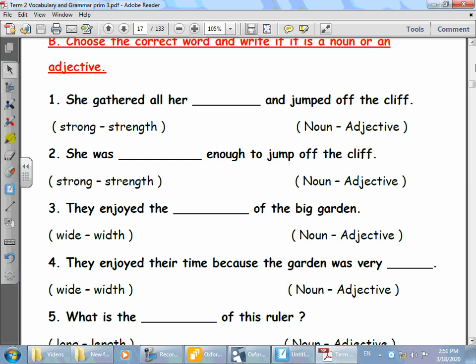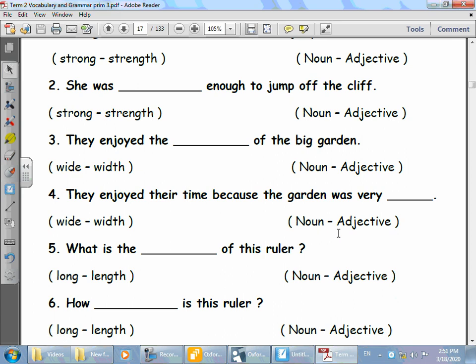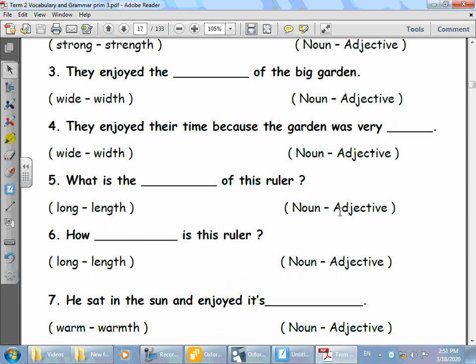Okay, number 3. They enjoyed the of the big garden, the wide or the width? Super, the width. And here width ends with th. So is it a noun or adjective? Very good. Noun. Okay. Number 4. They enjoyed their time because the garden was very wide or was very width? Excellent, was very wide. And does it end with th? No. So it's an adjective.